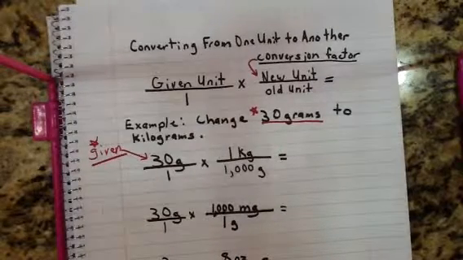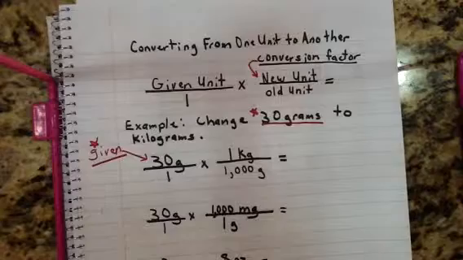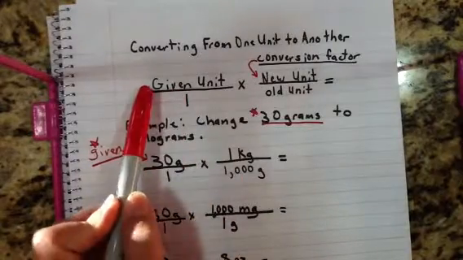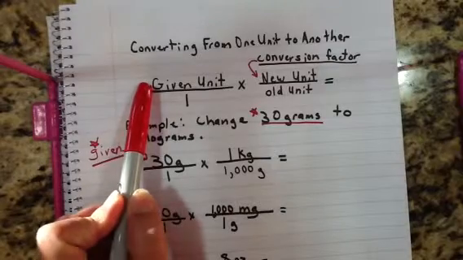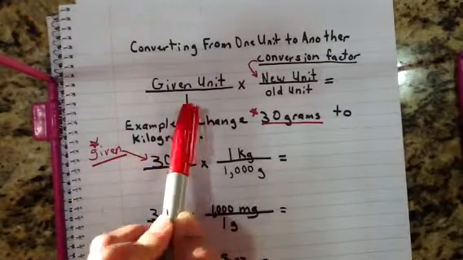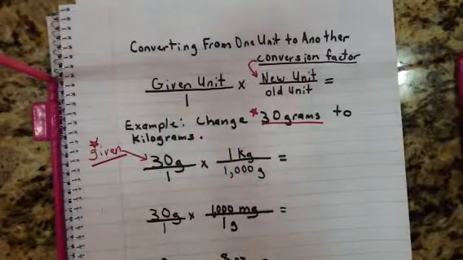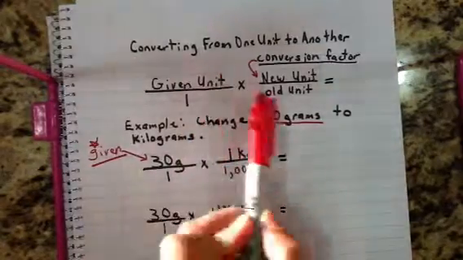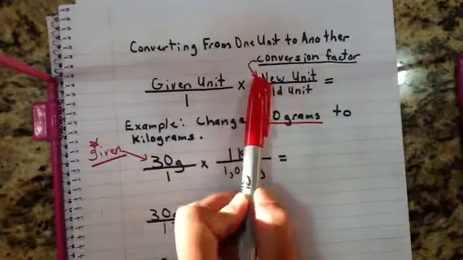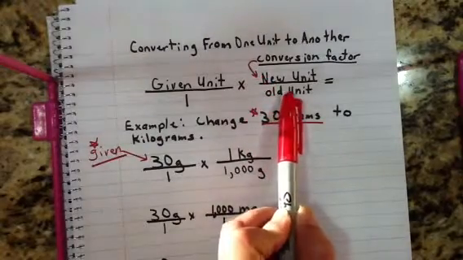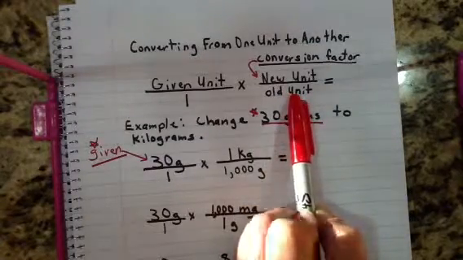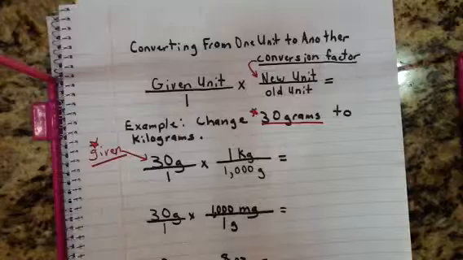Converting from one unit to another. Well, you set them up like fractions. So your given unit is put over a 1. And then you put the unit that you want to convert to as your numerator and what it's equivalent to in the old unit as your denominator. So let me give you an example.